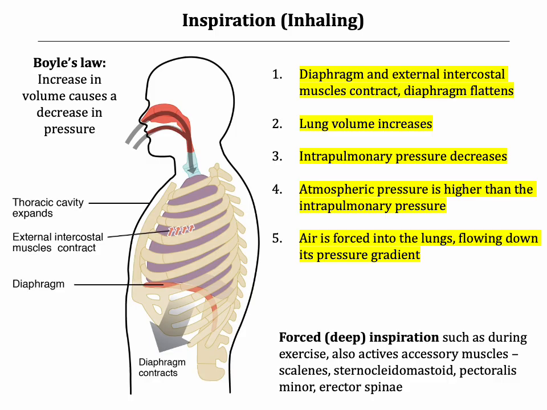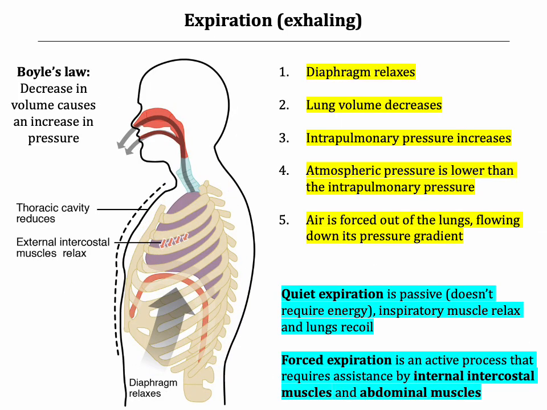Then when we're ready to exhale, it's a passive process. The diaphragm relaxes, right, takes on its parachute shape. The lung volume is decreasing, so the pressure is increasing, it's accumulating. That pressure wants to flow from high to low, so we exhale and we release the air from the lungs. So just going down its pressure gradient.